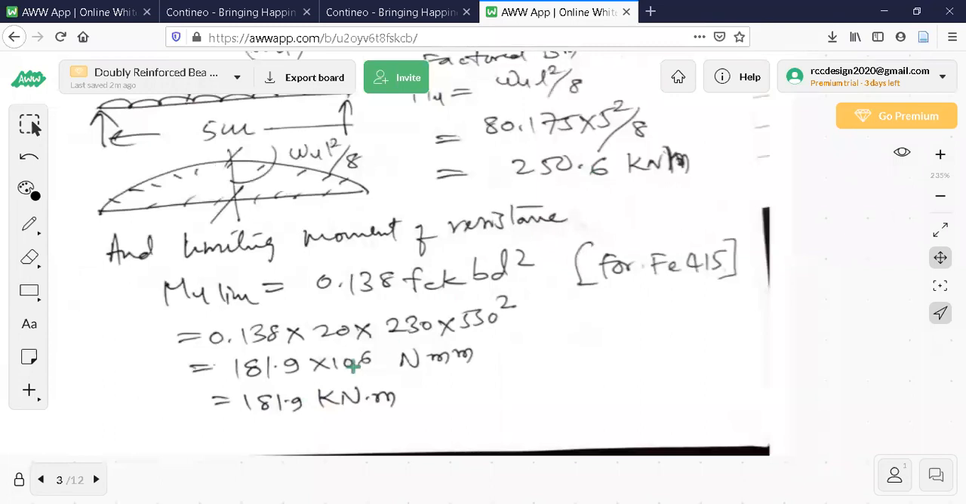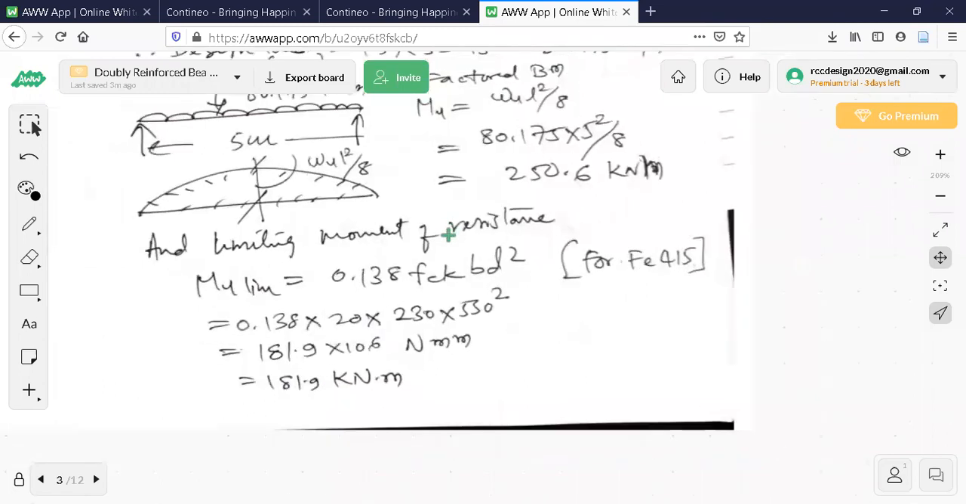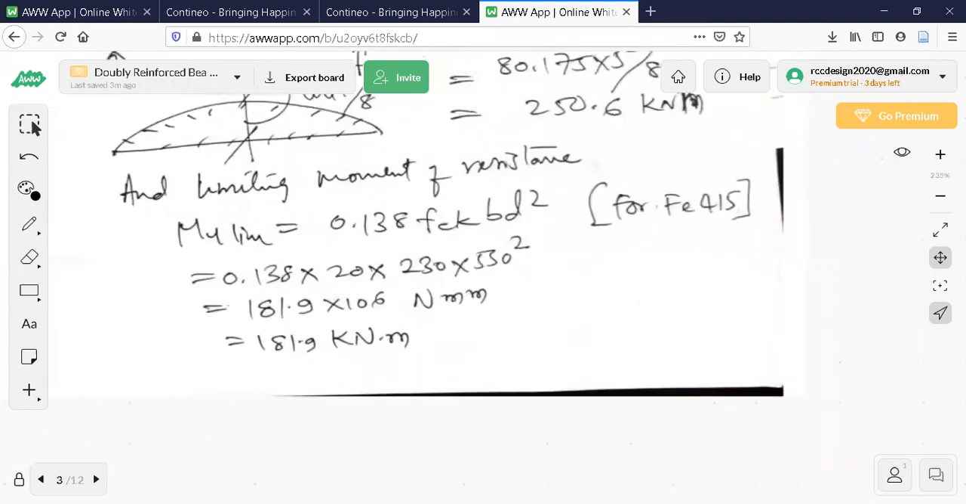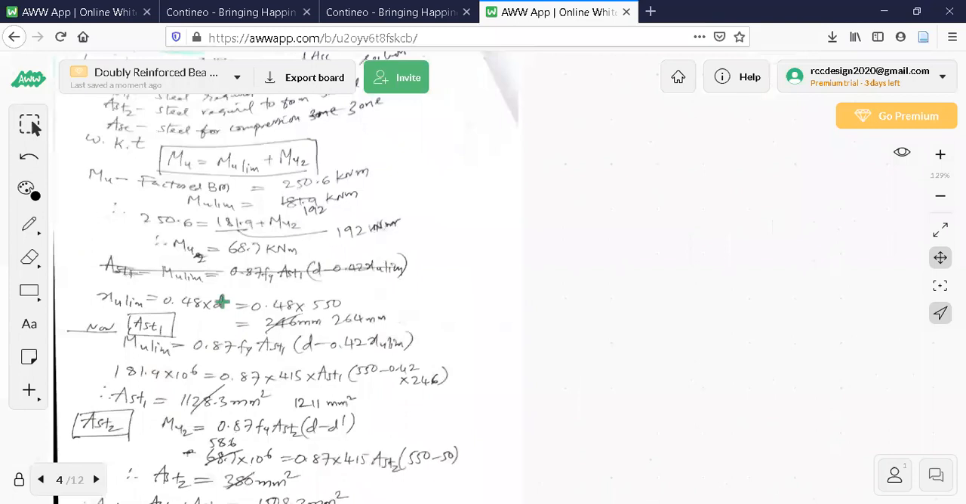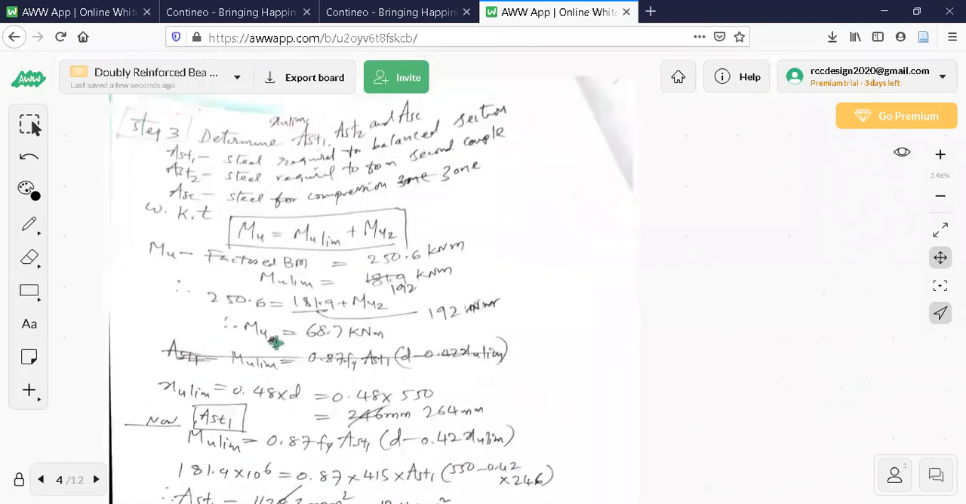When you reach this point, and when you know that the dimensions are already fixed, I cannot change the dimensions, then only you have to say, I have to design a doubly reinforced section. Next. Now here, what I'm doing, I'm using a standard equation for design.